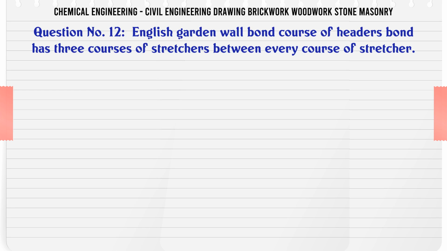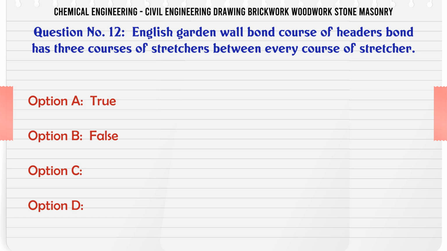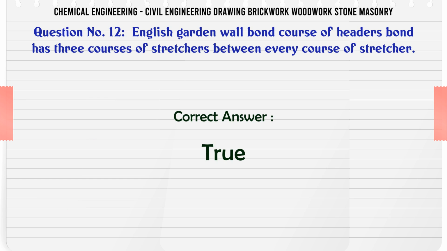English garden wall bond, a course of headers bond, has three courses of stretchers between every course of headers. A. True. B. False. The correct answer is true.